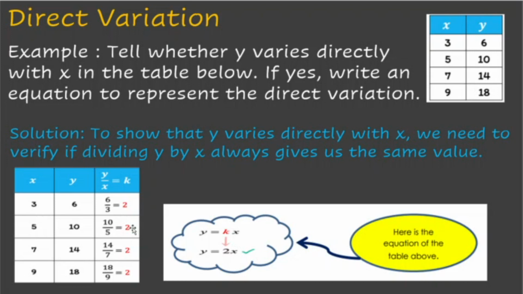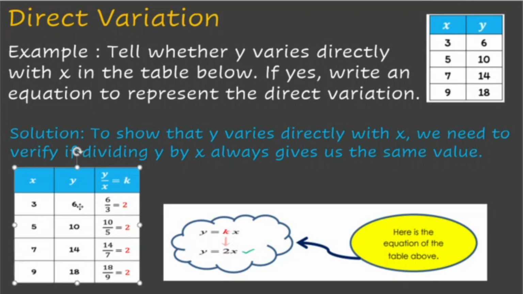To show that y varies directly with x, we need to verify it by dividing y by x. So we need to verify if dividing y by x always gives us the same value. Okay. So dapat ito yung given natin. So we have x value na 3, 5, 7, 9. And yung corresponding value niya sa y, which is 6, 10, 14, and 18. So sabi dito, kailangan nating i-divide si y kay x. So kapag nag-yield siya with the same answer, yun yung tinatawag nating constant. Ibig sabihin, hindi siya nagbago, kaya siya tinawag na constant. And kapag may constant, that means this is what we called a direct variation.